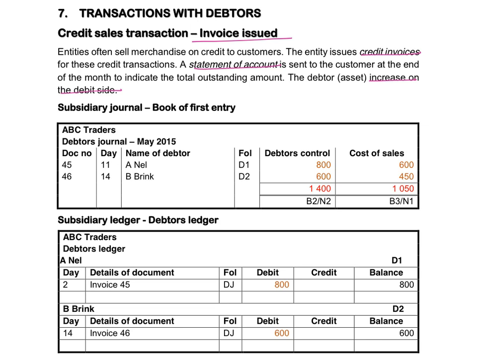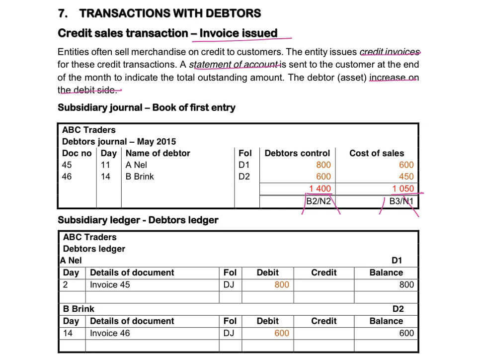First of all, if we look at the debtor's journal, we will have a column for debtor's control and a column for cost of sales. Now, if we look at these two columns, we see that we have this 1,400 only in one column, and we have the 1,050 only in one column. So that means that is not a double entry. We will have to complete a double entry, do two entries for the 1,400, one debit, one credit, two entries for the cost of sales, 1,050, debit, credit.